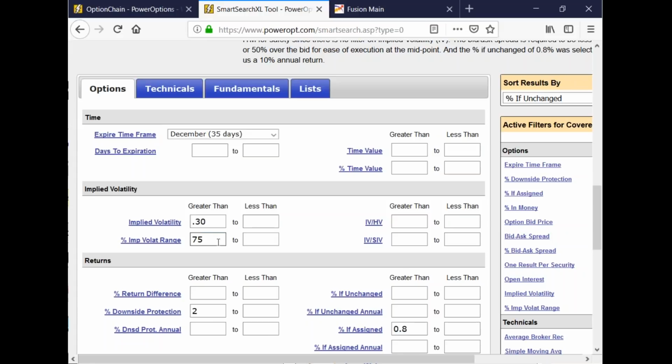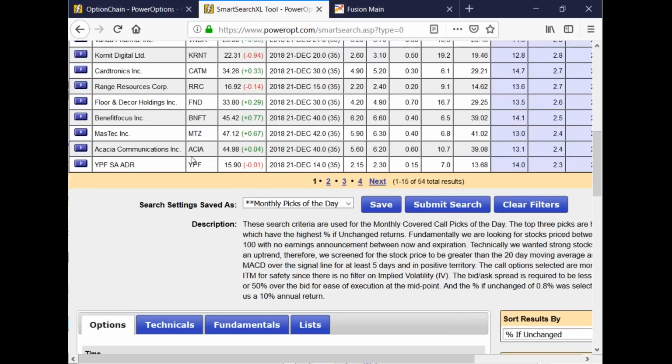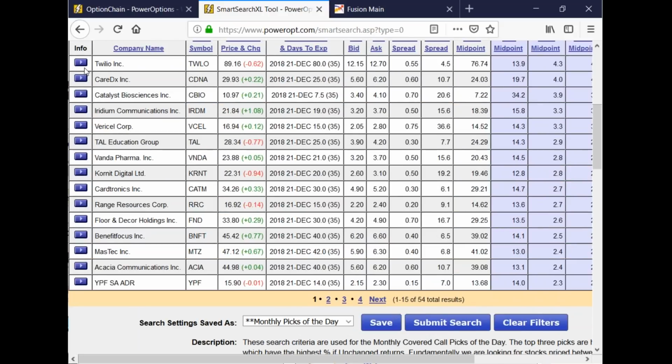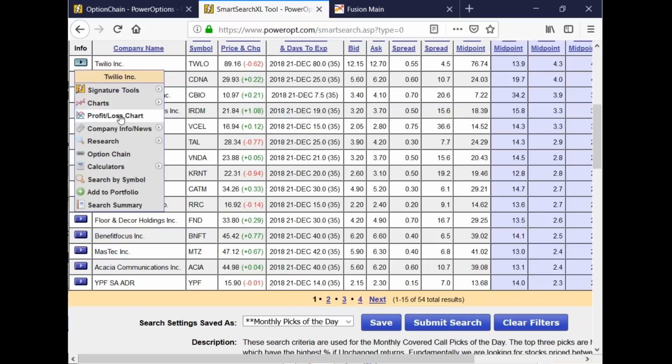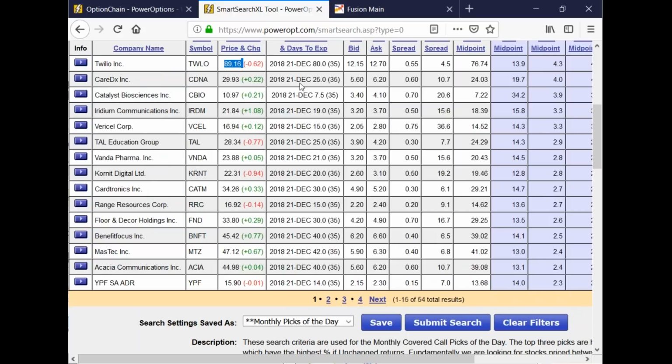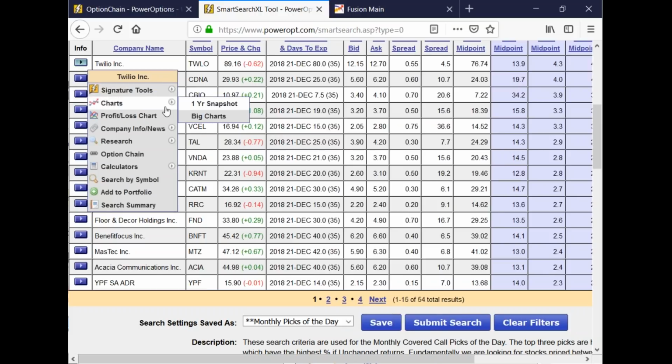Is it good to get more premium? Yes. Do you have to know what is causing that volatility to be increased? Absolutely. Because I don't want to enter into a covered call position. I haven't looked at Twilio before, but here's a simple covered call of buying the stock at 89, selling a deep in the money 80 call for around 12.30, 12.40 at midpoint for reasonable high return.